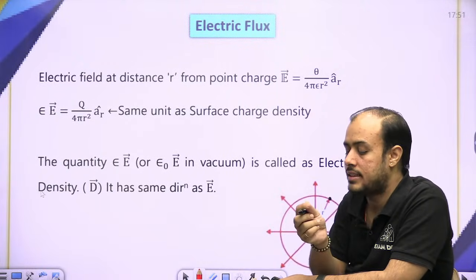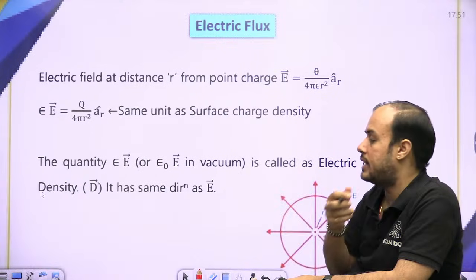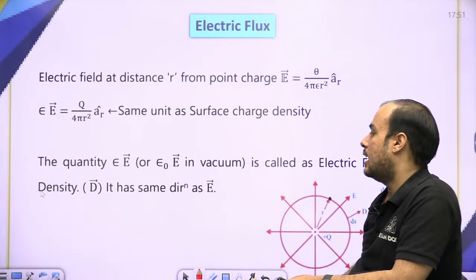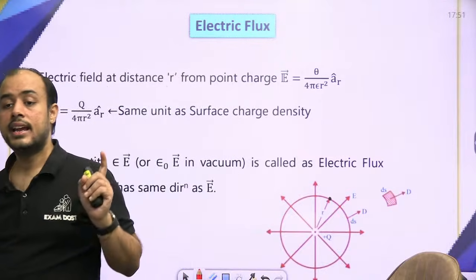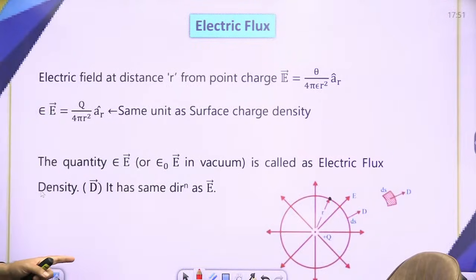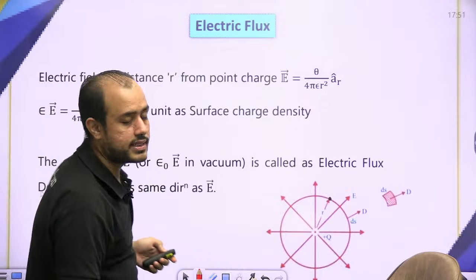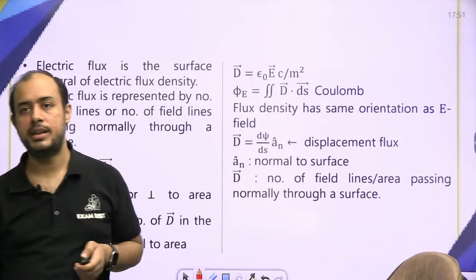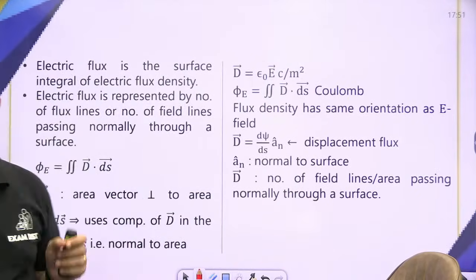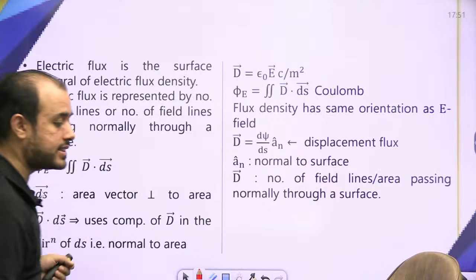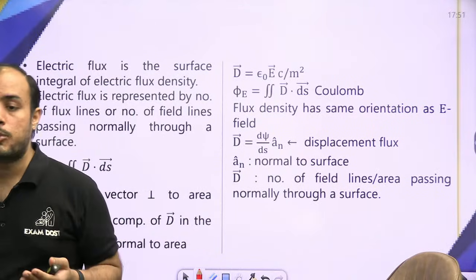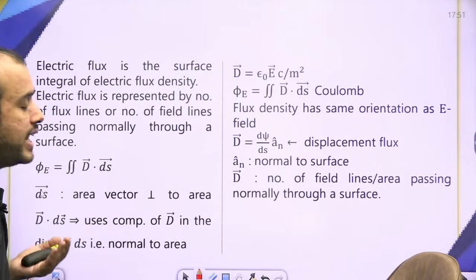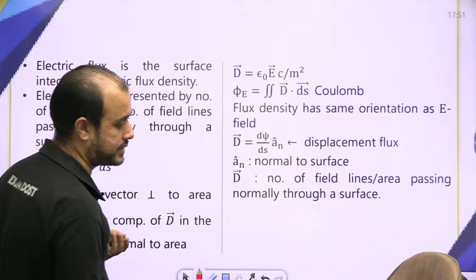तो ये जो फ्लक्स डेंसिटी है मीडियम से इंडिपेंडेंट होती है. It is Q by 4 pi r square. This is called electric flux density. It has the same direction as electric field, but the point is it is independent of the medium. So electric flux is nothing but the surface integral of the flux density, and it is proportional to the number of electric field lines that pass through a surface.